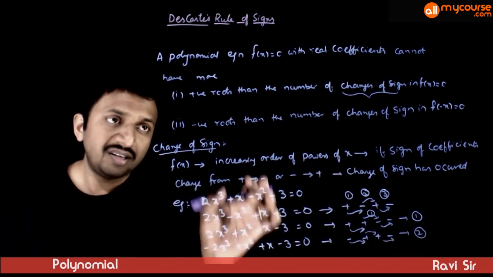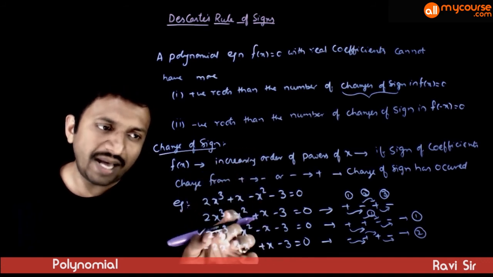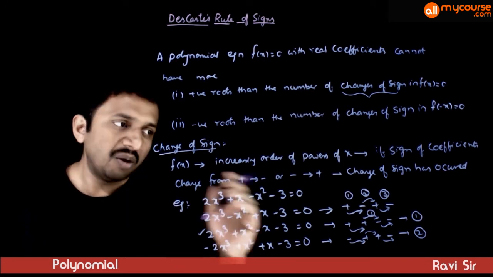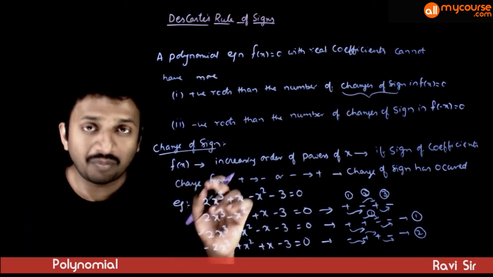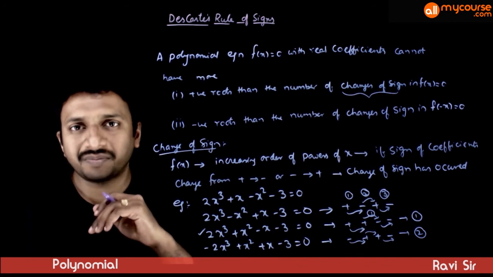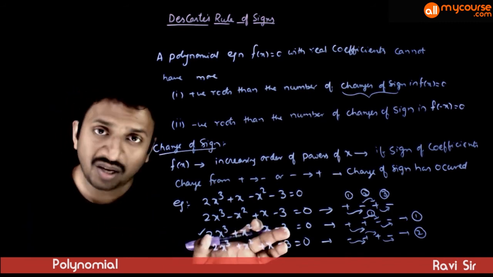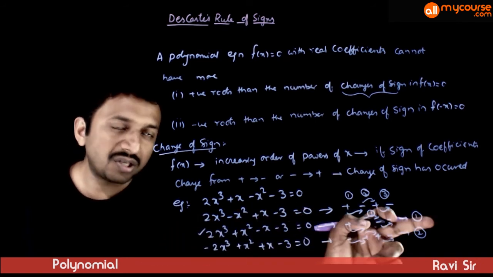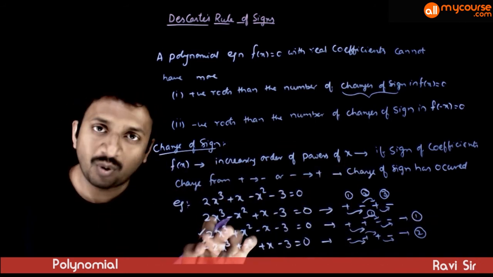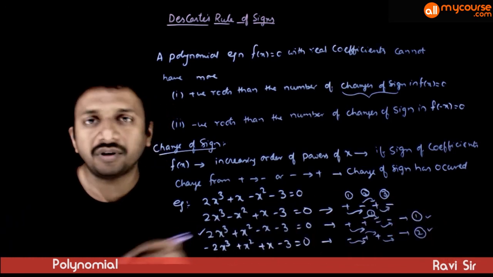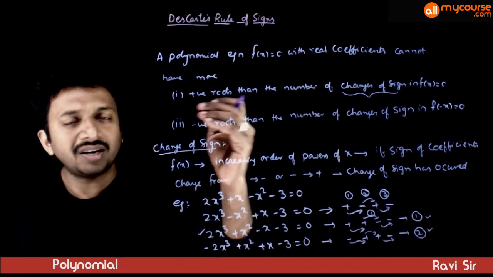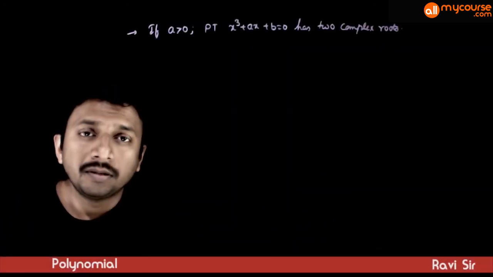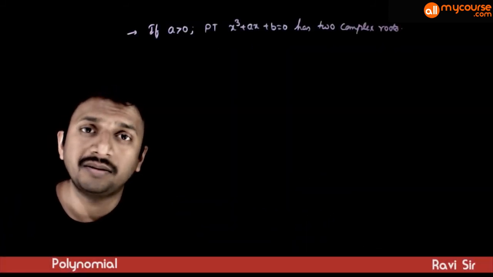That means this equation 2x cube plus x square minus x minus 3 cannot have more than two negative roots. That means all the roots of this equation cannot be negative. And this can have at most one positive root and at most two negative roots. So this is what Descartes' rule of signs says. So let us take another example.